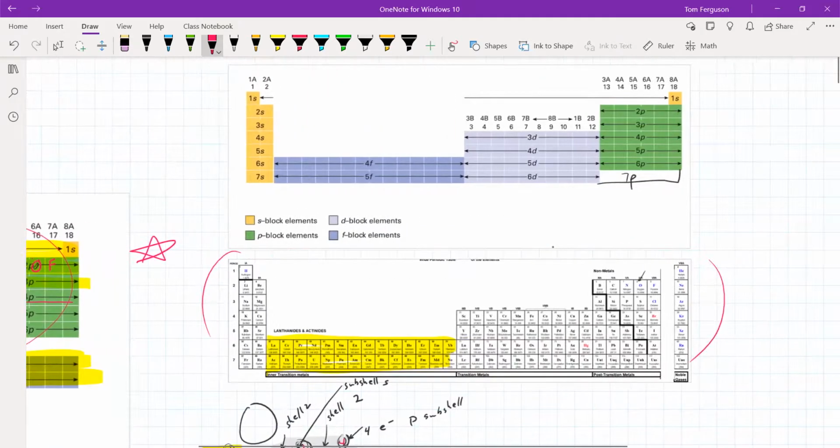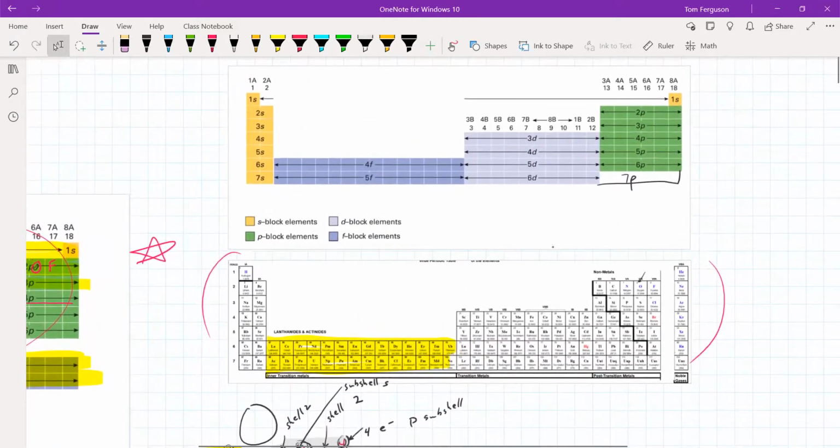And we're going to look at over here now. So shell 4 goes 4s, 3d, 4p, 5s, 4d, 5p. So the p's and the s's are always at the same level. The d's and the f's are not.